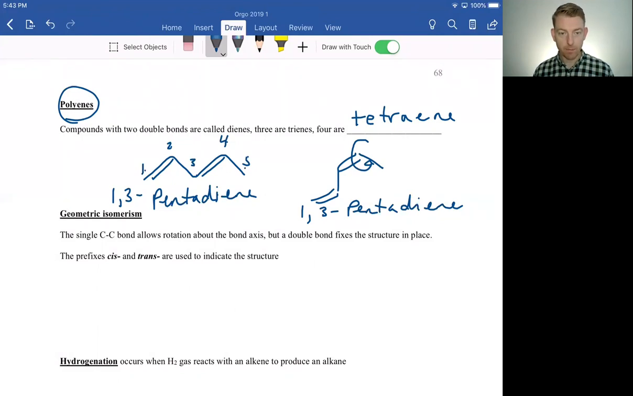And we want to define, of course, what it is. So we use the prefixes cis and trans to indicate the structure.